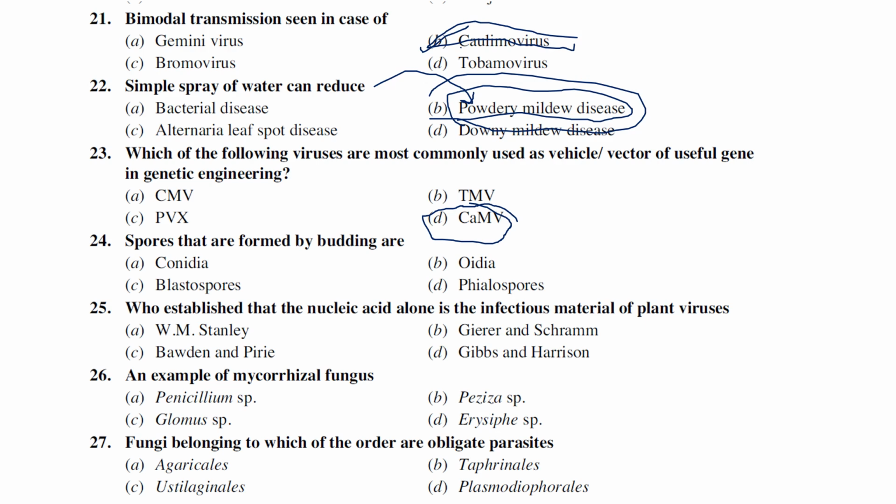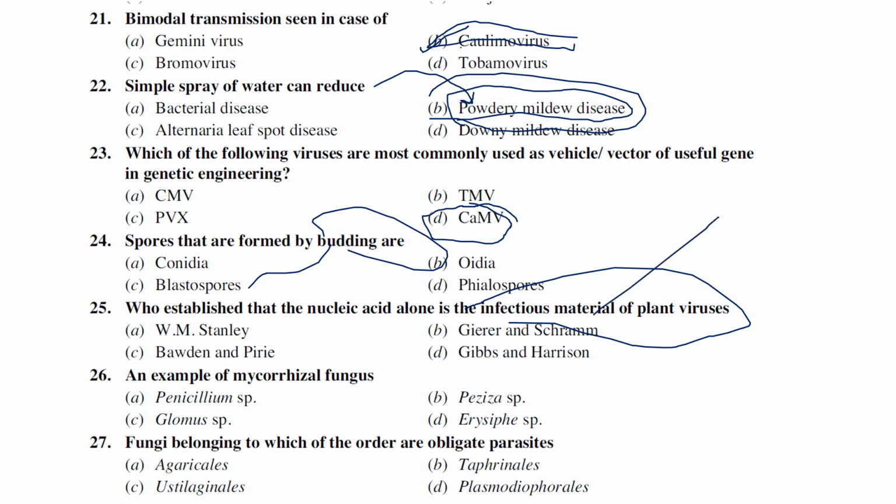Spores that are formed by budding are known as blastospores. Budding spores are known as blastospores, or spores that develop through the process of budding are also known as blastospores only. Who established that nucleic acid alone is the infectious material, which means nucleic acid alone is enough to cause the infection, the actual culprit in causing disease?